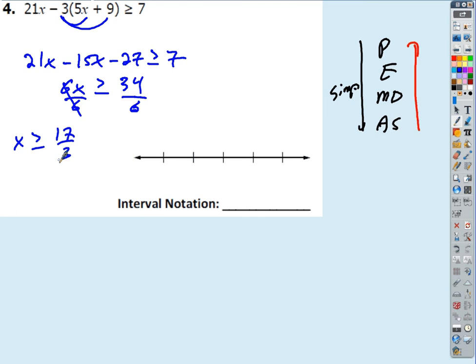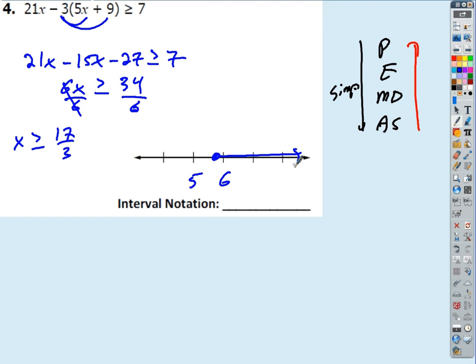How would I write that using interval notation? Brackets. Where's my endpoint? 17/3. So what integers would that be between? 18/3. 5 and 6. Okay, so there's 5 and there's 6. So that looks pretty good right there, doesn't it? About 17/3. Okay, which way, closed or open? I made it closed, is that correct? Okay, good. Am I going to the left or the right from there?